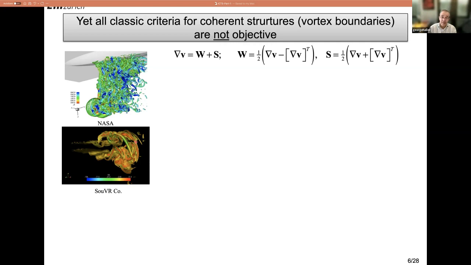However believable they are, they are not objective. And it's easy to see why they are not. Most of them use the velocity gradient in one form or another, and in particular this partition of the velocity gradient into a spin tensor, which is the skew-symmetric part of it, and a rate of strain tensor, which is the symmetric part of it.